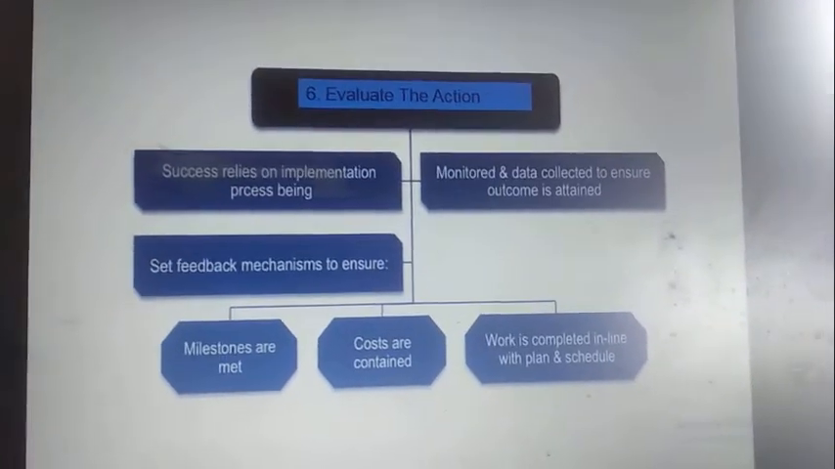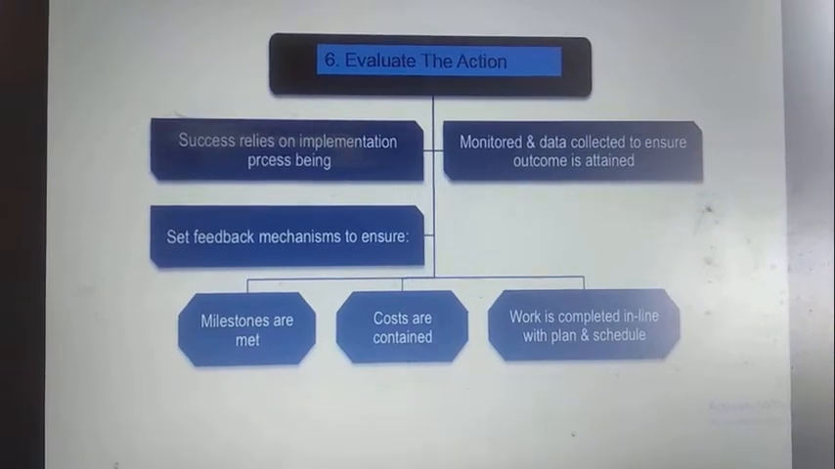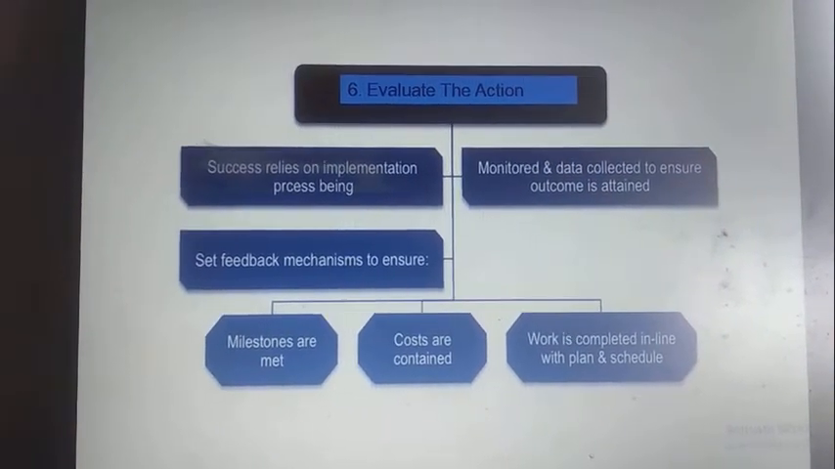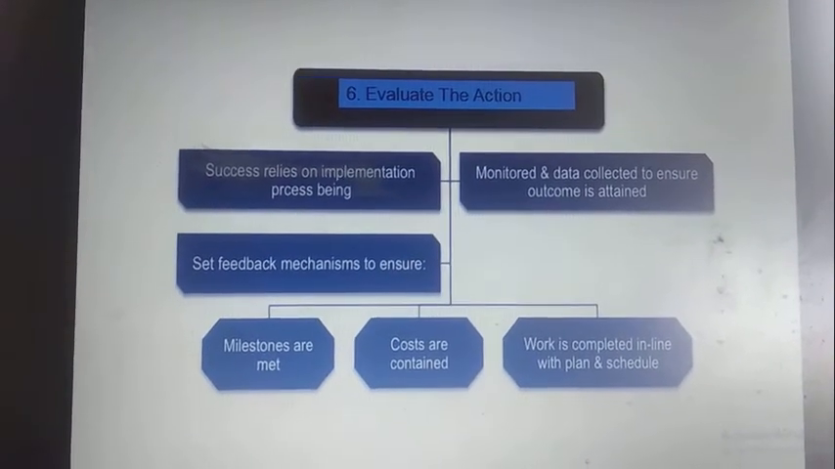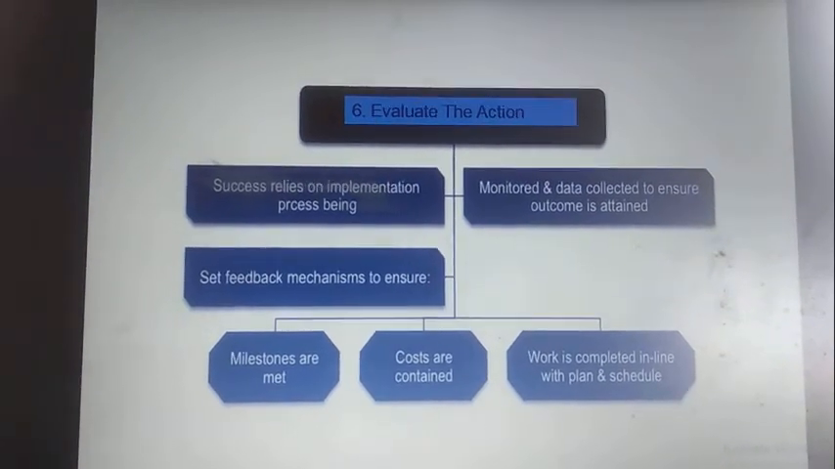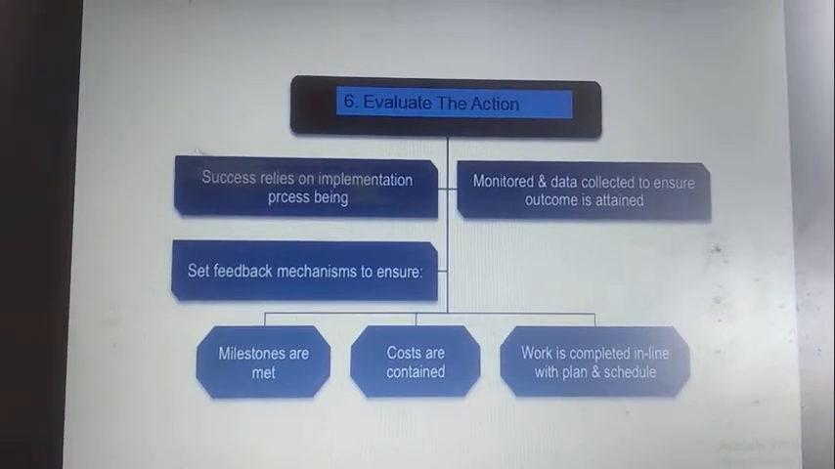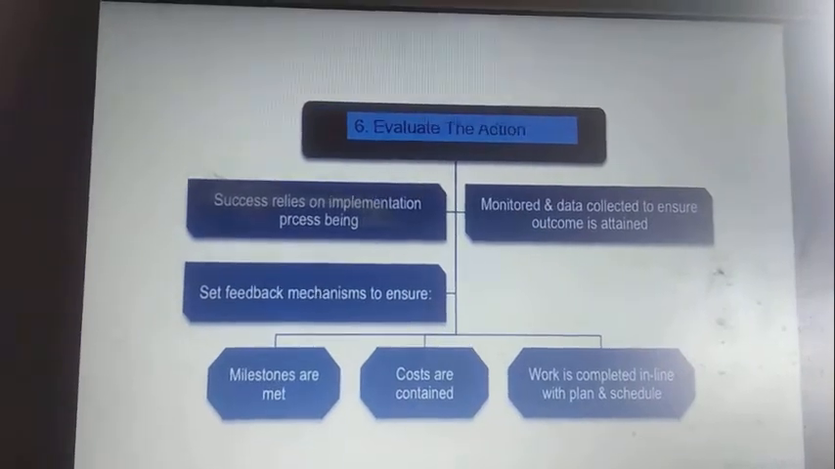So here is how we evaluate the action, that is, a plan. The project is monitored and data collected to ensure the outcome is attained or not. Success relies on the implementing process. Then set feedback mechanisms to ensure that milestones are met, costs are contained, and work is completed in line with plan and schedule. So these are what evaluate the action means.